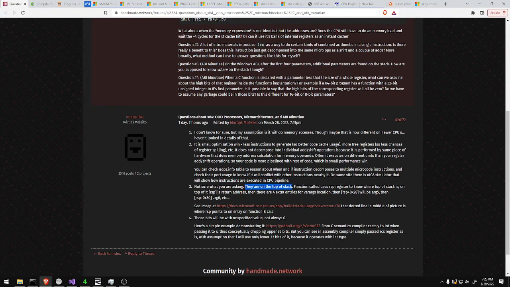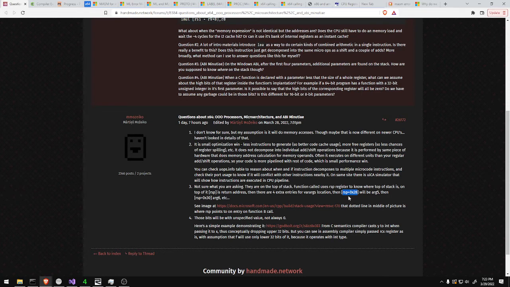There on the top of the stack, function called uses RSP register to know where the top of the stack is. On top of it, RSP is return address. Then there are 4 extra entries for vararg's location. Then RSP plus 28 will be arg5. So when you're trying to get arguments past the first 4, they're on the stack, and according to Martins, they just start at RSP plus 28.